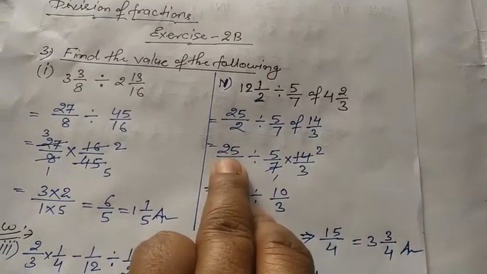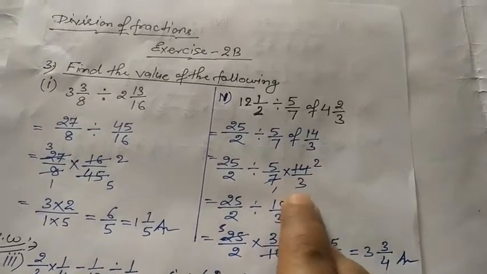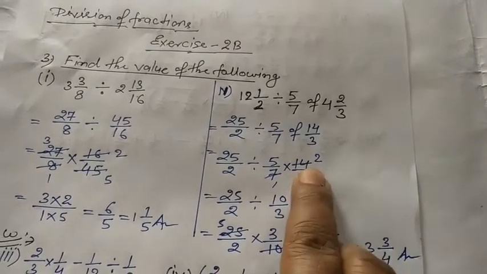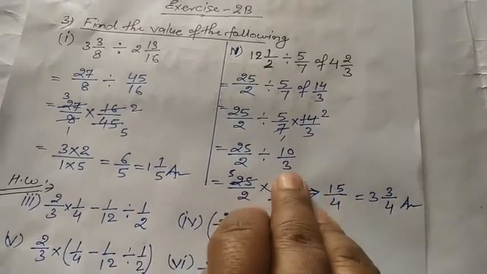So now it gives 25 by 2 divided by 5 by 7 into 14 by 3. 7 2s are 14. Now 7 2s are 14. After simplifying, it gives 10 by 3.